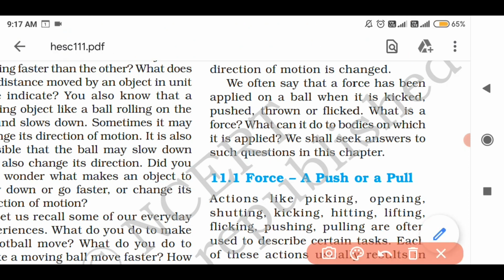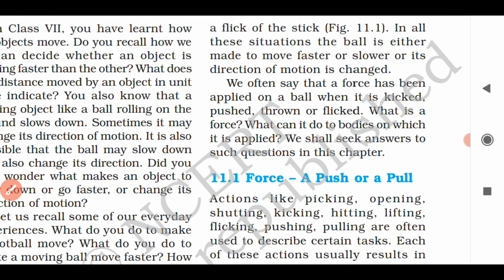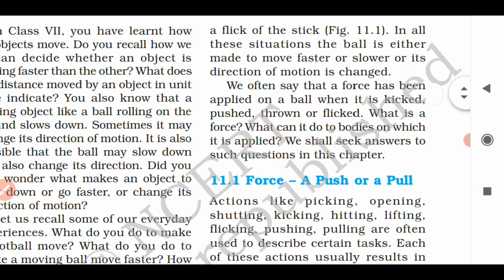What is the term used? Force. F-O-R-C-E. So when we kick a ball, push a ball or any other object, throw a ball or any other object, or flick, then what are we applying? We are applying force. So what is a force? What can it do to bodies on which it is applied? We shall seek answers to such questions in this chapter.